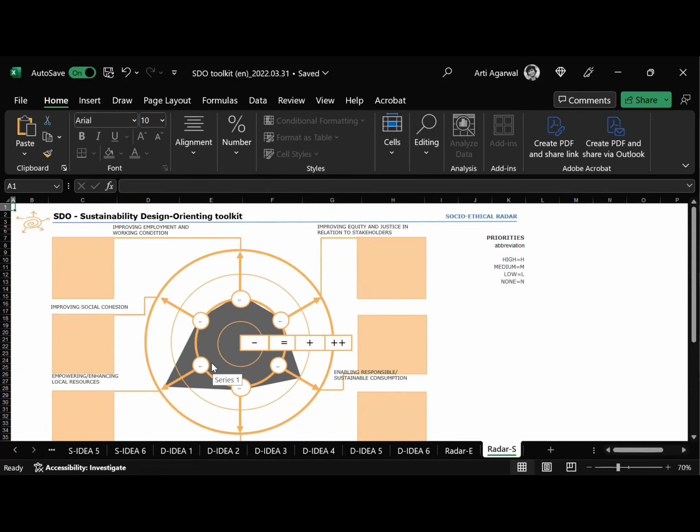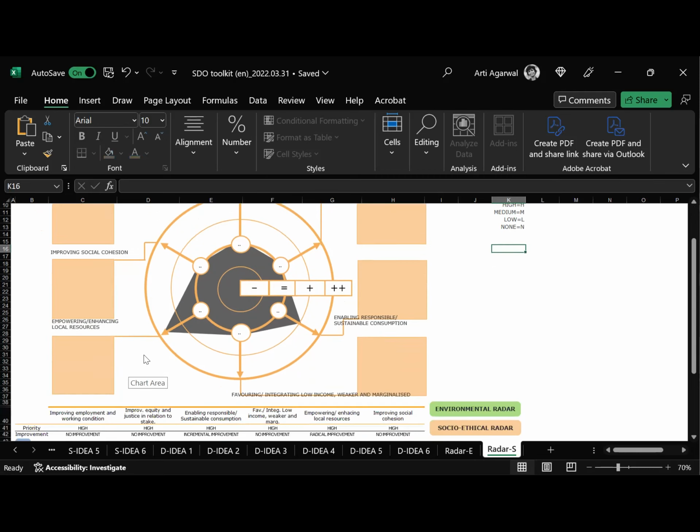You can, of course, enter the proper details, and for each thing here, like this one is improving employment and working conditions, this arrow points to that. In this box, you can write how you improve it. My keyboard's space bar is not working, but you get what I'm trying to say. Each diagram just shows you where the improvement is, where there is no improvement.